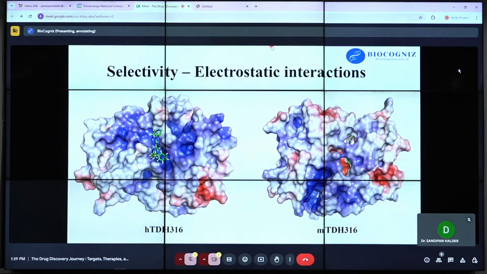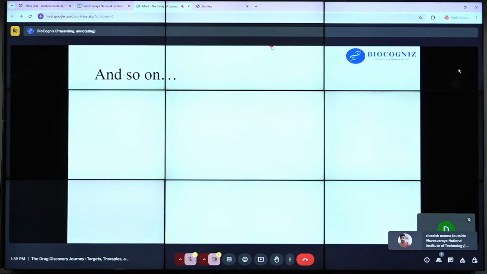So when you look into that, we can also look into the amino acid composition, the charges, electrostatic surfaces, the binding cavity sizes, the binding site orientation, and also the water molecules present, right? So if you consider all these things, then you can achieve selectivity.